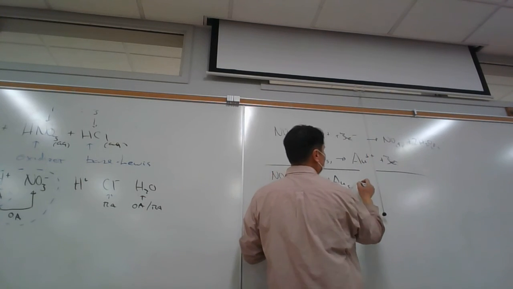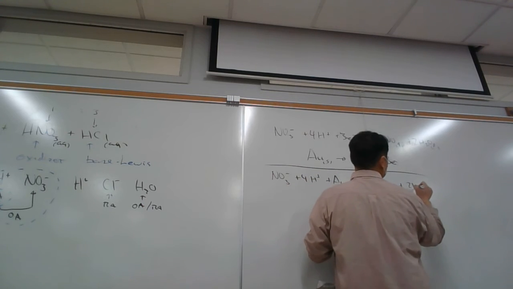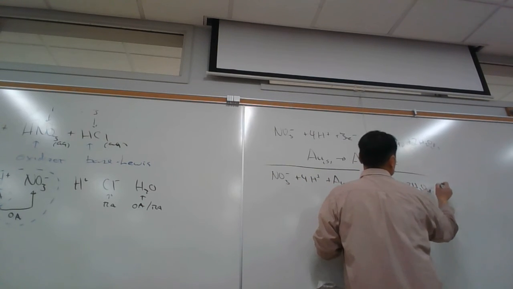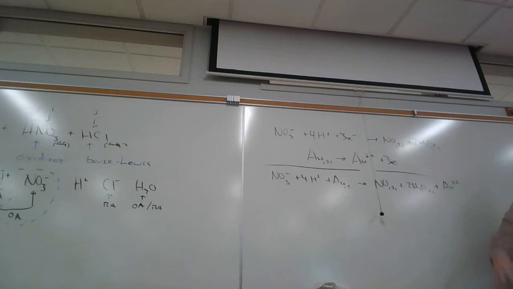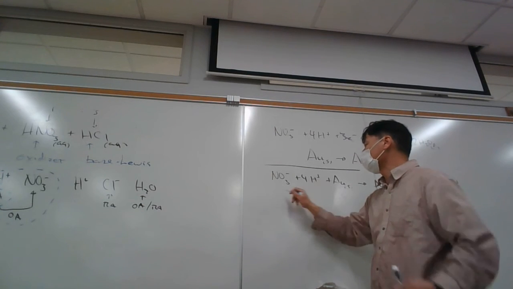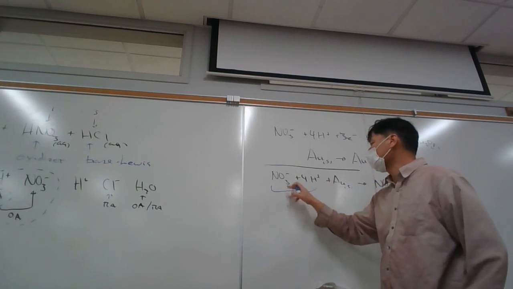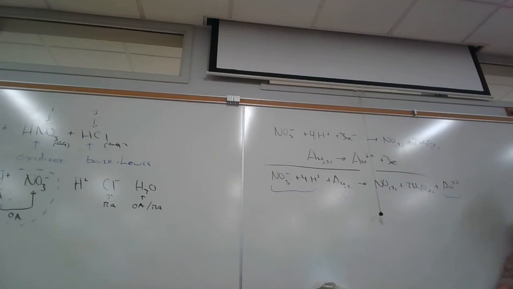The electrons cancel, yielding NO gas plus 2H2O liquid plus gold 3+. Now this is what we call an uphill reaction. In a normal reaction, we want to go downhill. That is, we want to go from a stronger oxidizer to a weaker oxidizer. But this is going uphill because this oxidizer is stronger. And so we say that this is a stronger oxidizing agent.